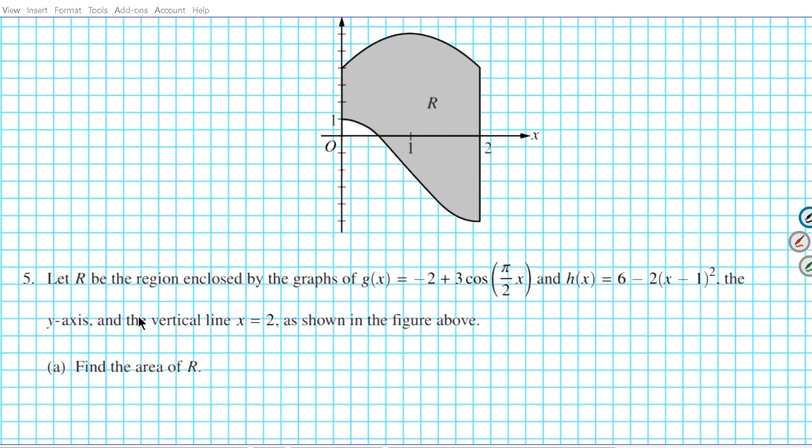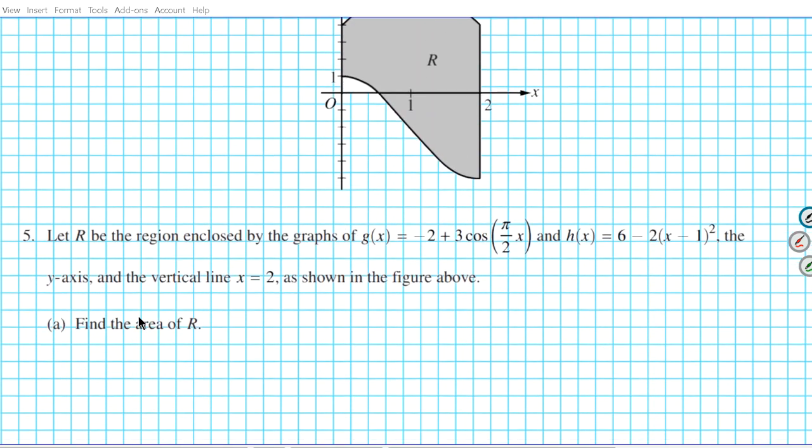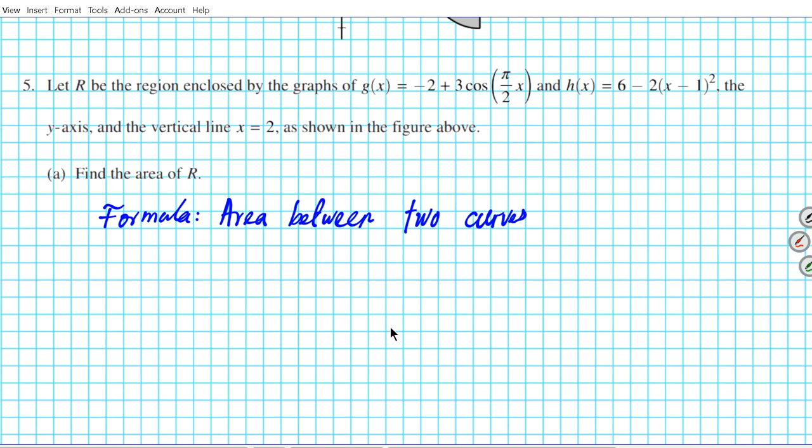All right, so region R is bounded by two curves. Let's start off by writing down the formula for finding the area between two curves. Okay, so the formula is as follows. Formula for area between two curves. All right, so the area is given by the integral from x left to x right.